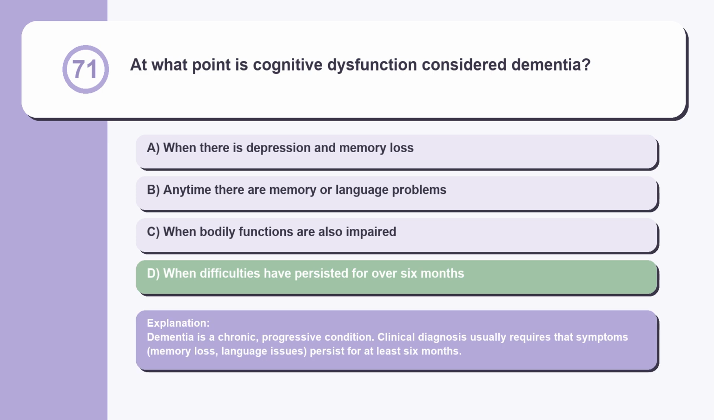Dementia is a chronic, progressive condition. Clinical diagnosis usually requires that symptoms, memory loss, language issues, persist for at least 6 months.